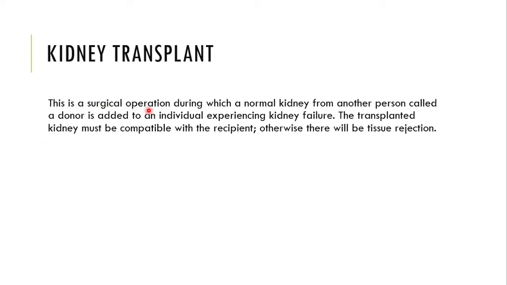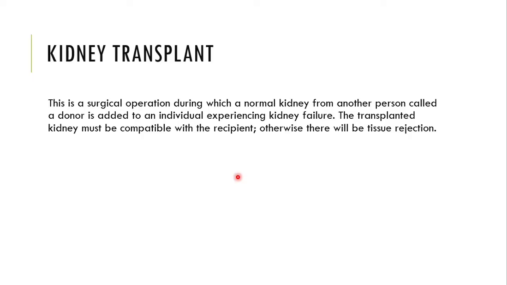So this is a surgical operation during which a normal kidney from another person called a donor is added to an individual experiencing kidney failure. The transplanted kidney must be compatible with the recipient, otherwise there will be tissue rejection. In surgery, they will cut you. If you are experiencing kidney failure, they'll cut you, and then they'll get a kidney from a normal person and put it in you. Understand?